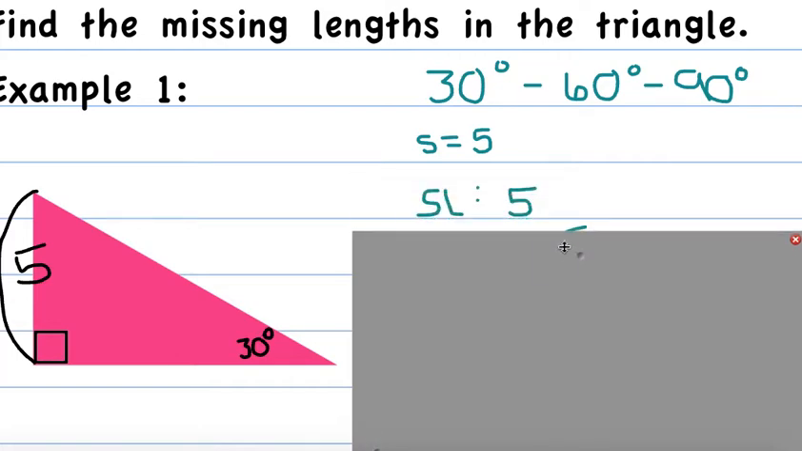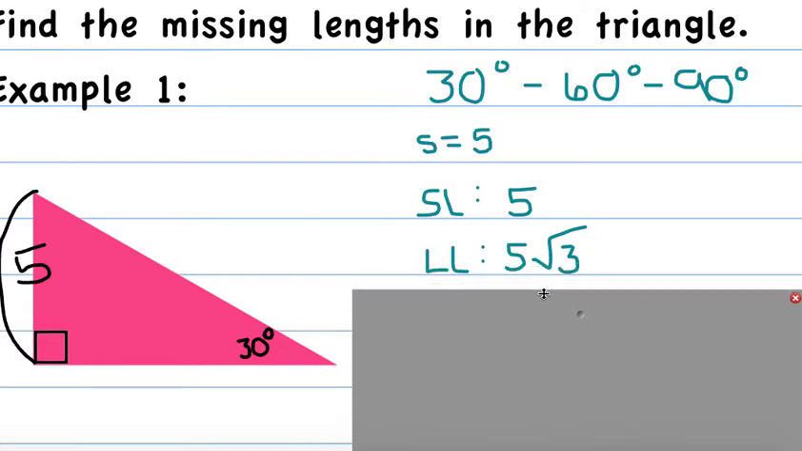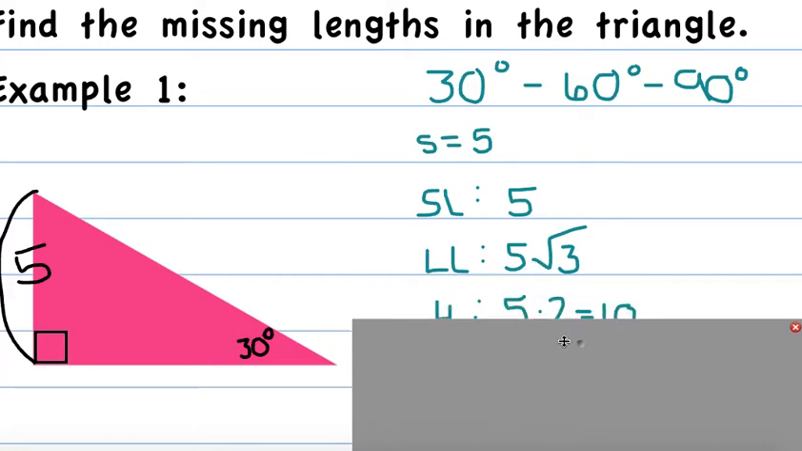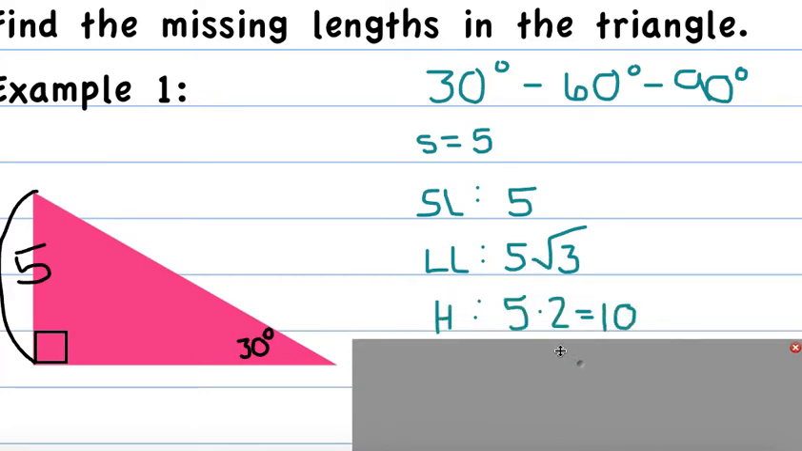So our short leg is 5, which means that our long leg would be S times the square root of 3. In this case, S is 5, so it's going to be 5 times the square root of 3. And our hypotenuse is just S times 2, which is going to give us 10. So we were easily able to find the long leg and the hypotenuse when just given S, which is equal to 5.